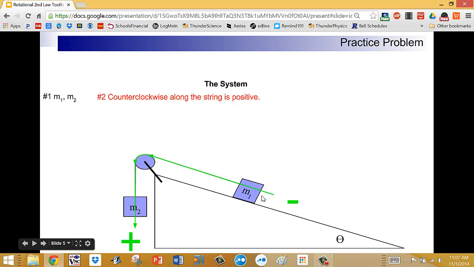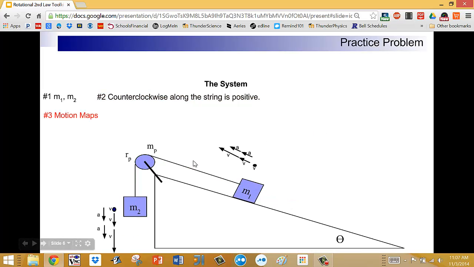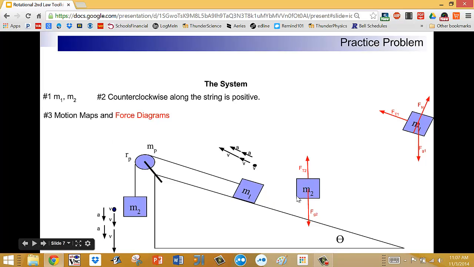Okay, so I'm going to refer to this green line later on. Everything along the direction of this green line counterclockwise is going to be positive. The motion maps show that M1 is accelerating up and to the left, and M2 is accelerating downward. For the force diagrams, if I take M2 and move it over here, FG2 is going to be downward and FT2 is upward. M1 will have a normal force up and to the right, the tension T1 up and to the left, and the force due to gravity FG1 downward.